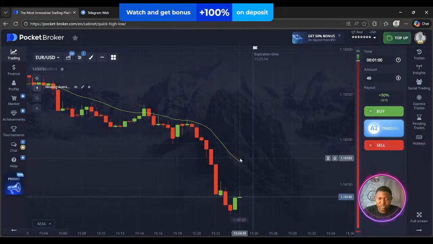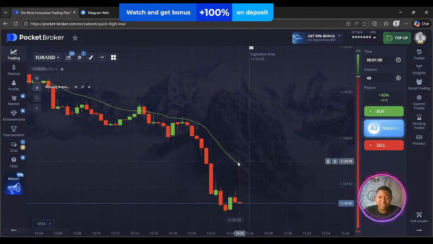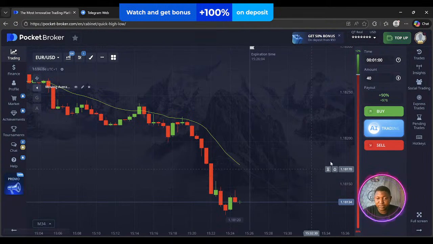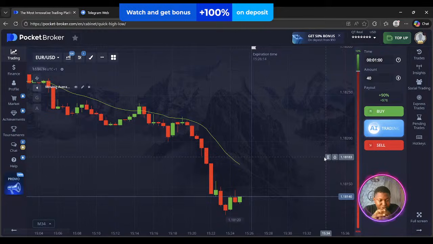Remember, if this touches this green, then we know the market is for sure coming up. But if we can't wait for that, we have to go for it. So if this candle closes red, we are going for a sell. Let's recover all that we've lost.